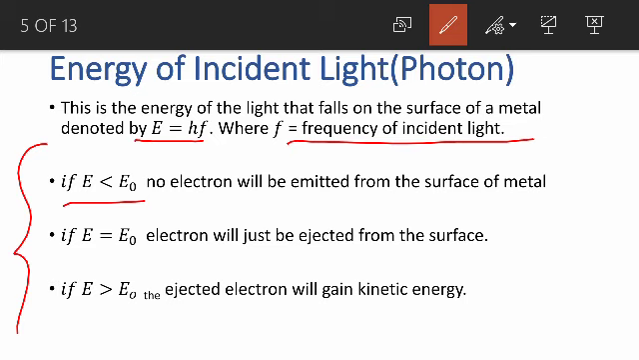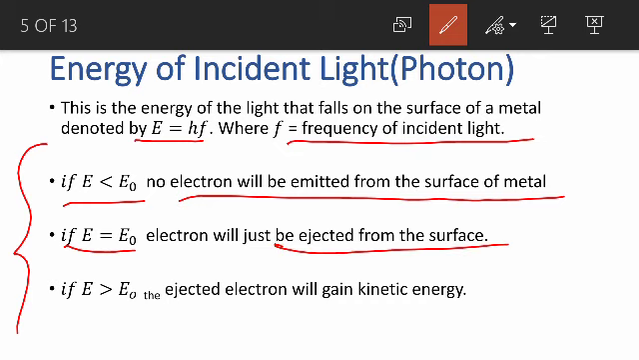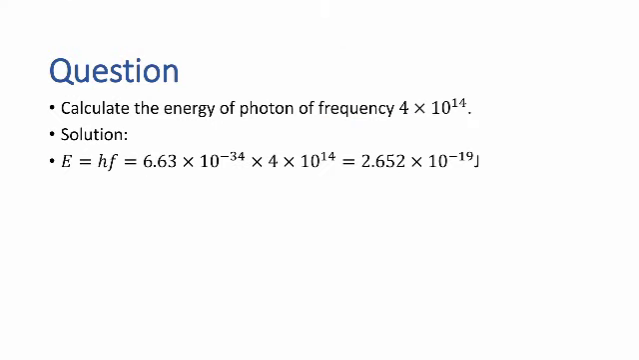Now I want us to note this. If the energy of incident light is less than the work function, there will be no electron. So once the energy of the light is less than the work function, electrons will not be emitted. Electrons will not be ejected from the surface. But once E equals E naught, once the energy is equal to the work function, it will just be enough to eject an electron from the surface of the metal. But when the energy is greater than the work function, the ejected electron gains kinetic energy. That means the excess energy is converted to kinetic energy. The electron gains speed.